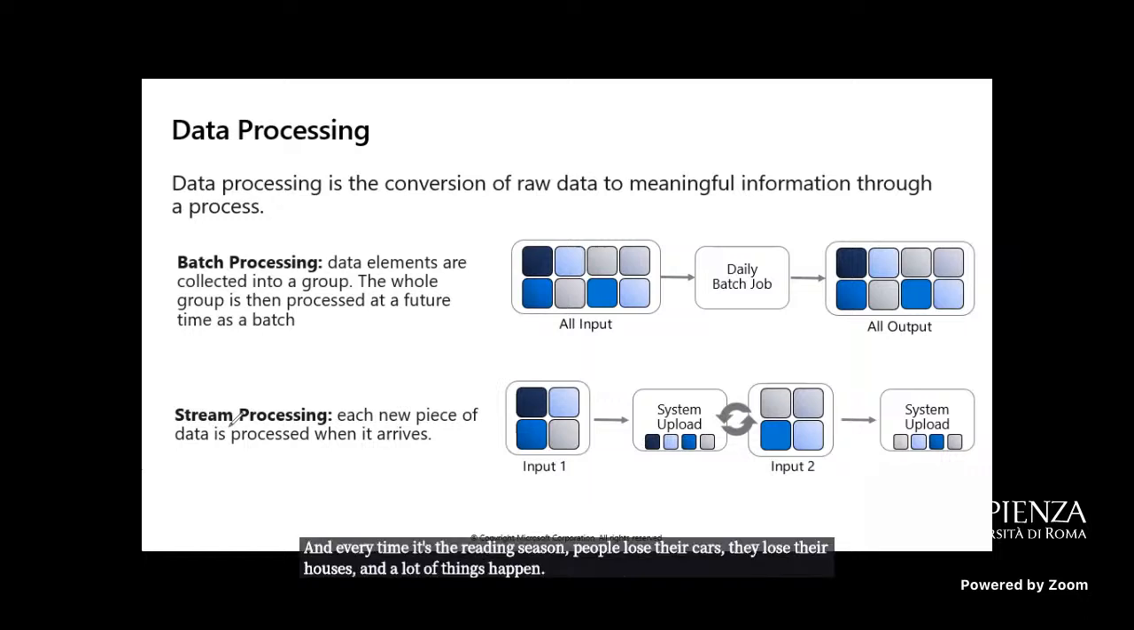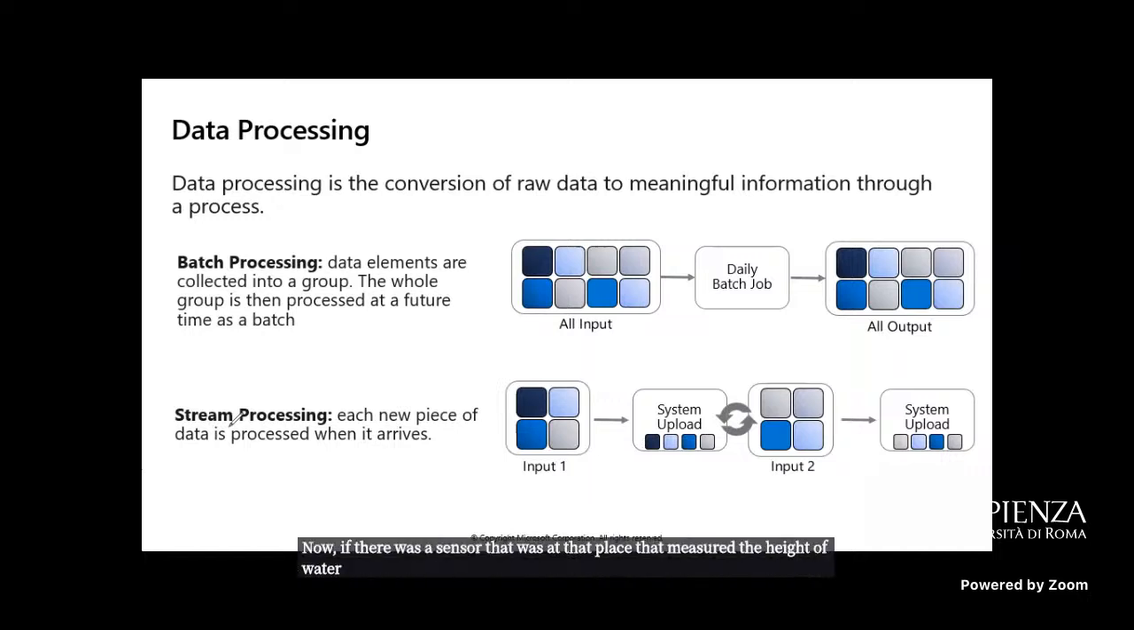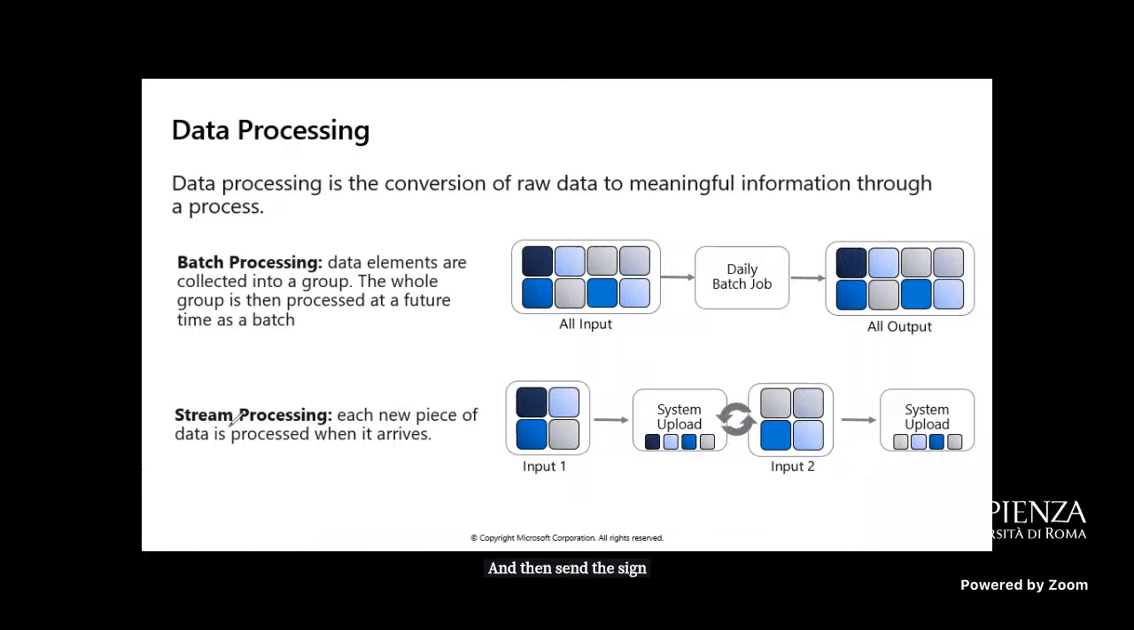Now, if there was a sensor at that place that measured the height of water and then sent a signal to people in Lekki that the water is rising above this level, and you need to leave your houses or evacuate, that will be stream processing. Because immediately the water has reached that level, they all get an alert.